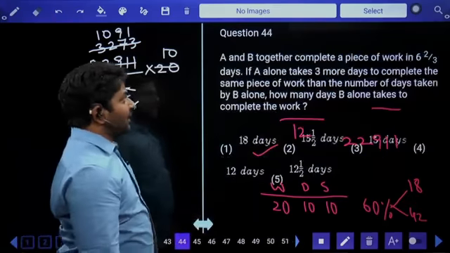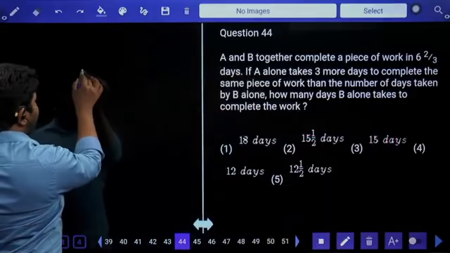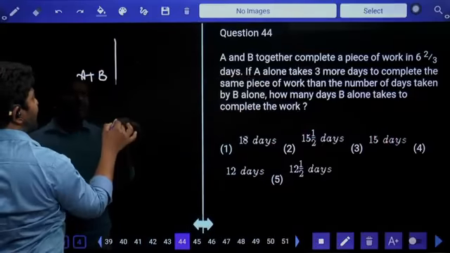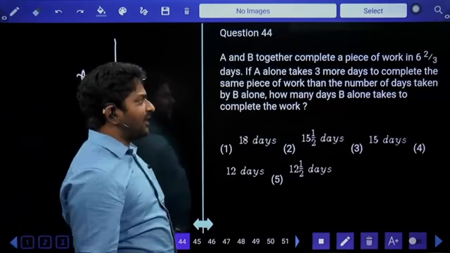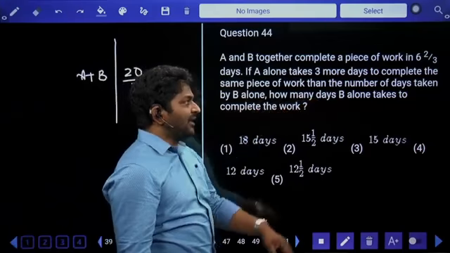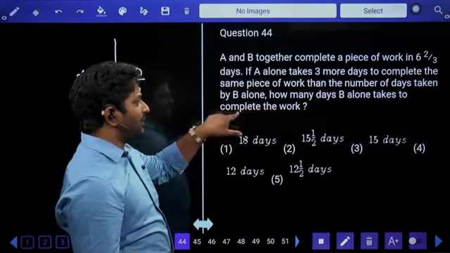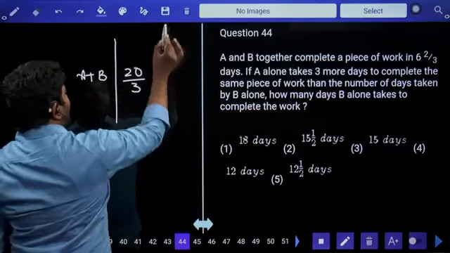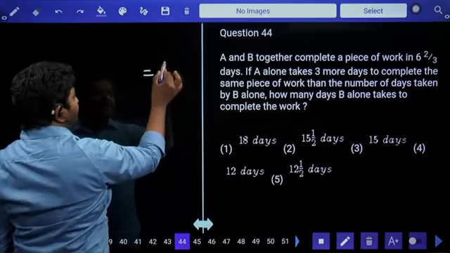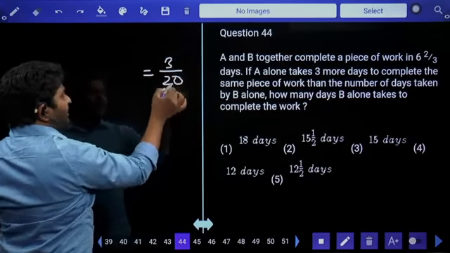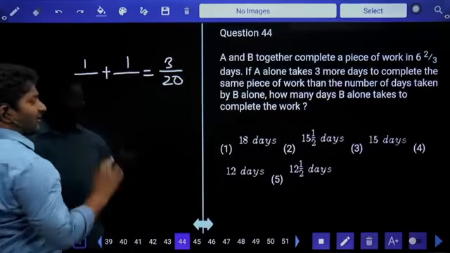Next, A and B together can complete a piece of work in 6 2 by 3. So A and B together can do it in 6 2 by 3, the same we can write as 20 by 3. If A alone takes 3 more days to complete the same piece of work than the number of days taken by B alone, in how many days can B alone complete the work? Now, if both together can do the work in 20 by 3, 1 hour work is equal to 3 by 20. So 3 by 20 will be the 1 hour work of A and B together.